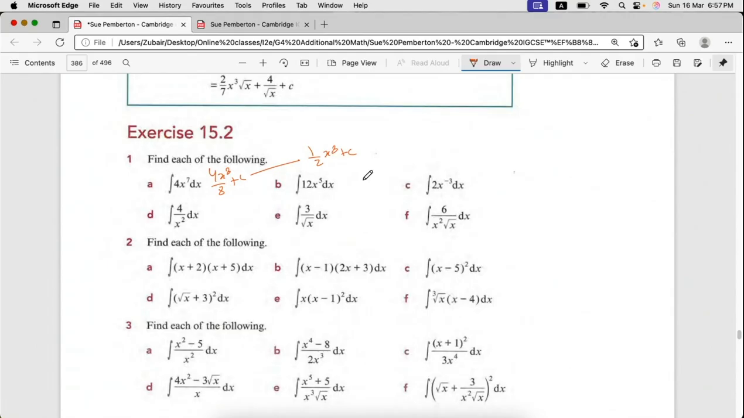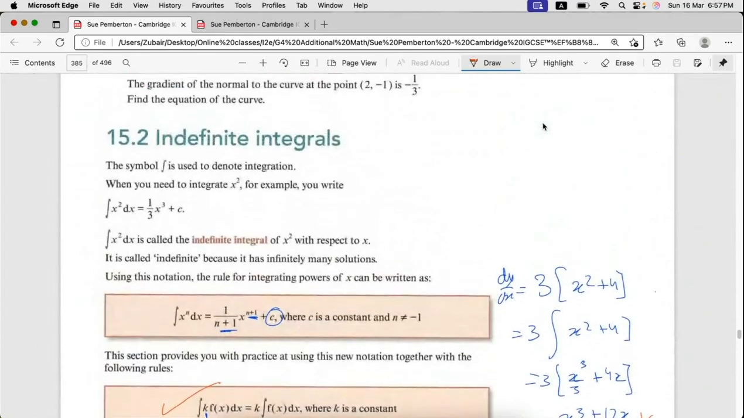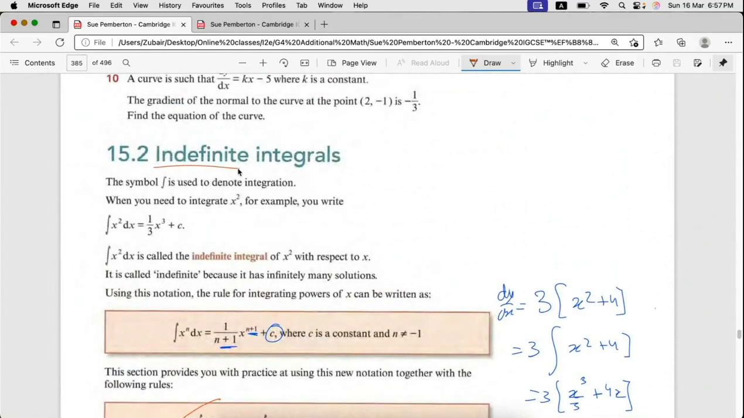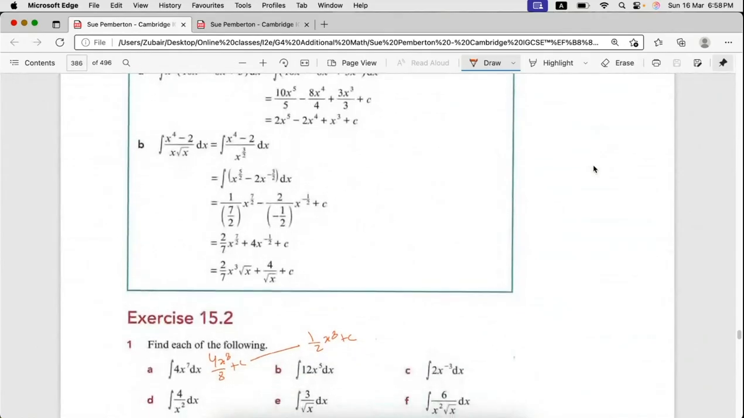So the difference between 15.1 and 15.2 is just introducing this symbol. When there are no limits written on it, we call it an indefinite integral. And when there are limits, we call it a definite integral. See, this is the indefinite integral, and the other one will be the definite integral with the limits. The only difference is that we put c in one and we do not put c in the other.